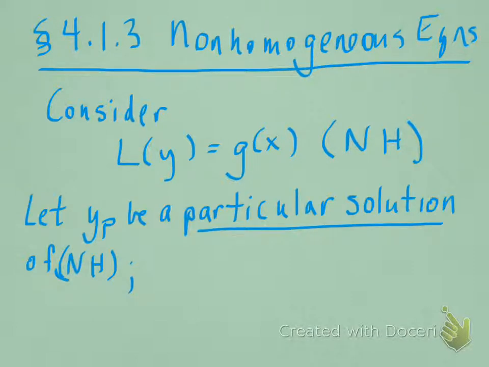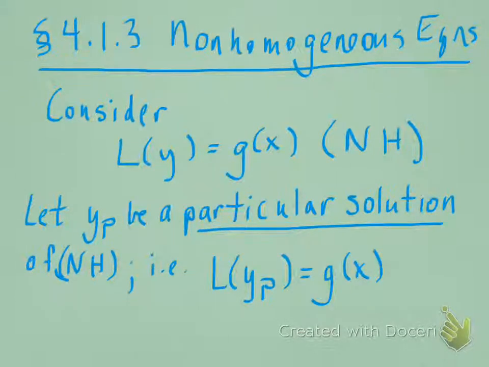And let's suppose that y sub p is a particular solution of this differential equation. No comments yet about how we'd find such a thing, but just suppose you woke up and you thought of a particular solution to this non-homogeneous equation, so you just happen to have it. Then our notation is that L of yp equals g of x. That's what it means to be a solution of NH, our non-homogeneous differential equation.